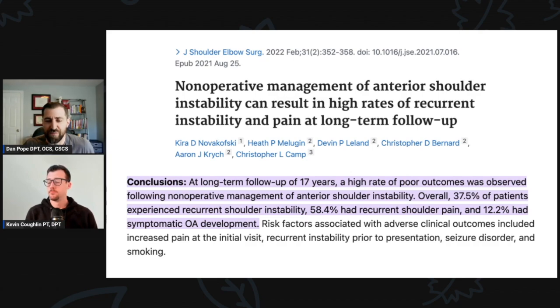Overall, 37.5% of patients experienced recurrent shoulder instability, 58.4% had recurrent shoulder pain, and 12.2% had symptomatic osteoarthritis development. Risk factors associated with adverse clinical outcomes included increased pain at initial visit, which basically, if you have an extremely painful person, that's going to dictate how slow you go with rehab, but potentially how bad it's going to be long term. Recurrent instability prior to presentation, a seizure disorder, which obviously you can have dislocations with that, and smoking, which seems to be like the worst thing you can do for your body. Wow, those stats are crazy.